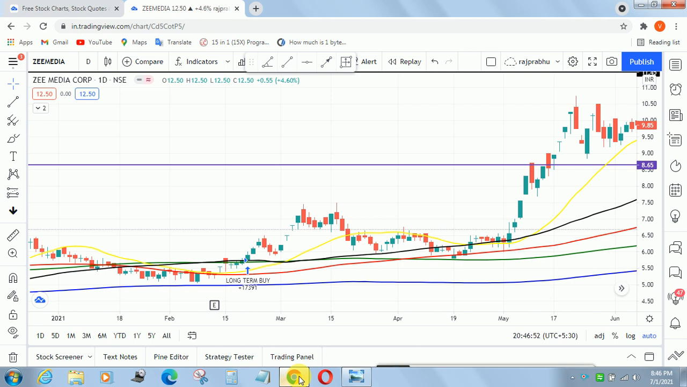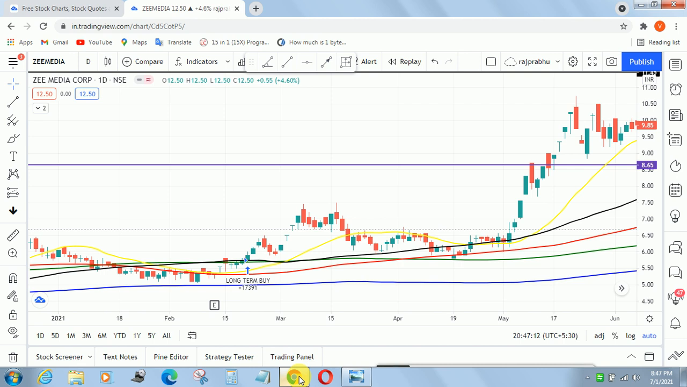Today I'm going to show you how to use this positional trading indicator in TradingView chart. This is a paid indicator, so interested people only watch the full video. Don't skip the video, because I'm going to show you how to add this indicator setup in TradingView.